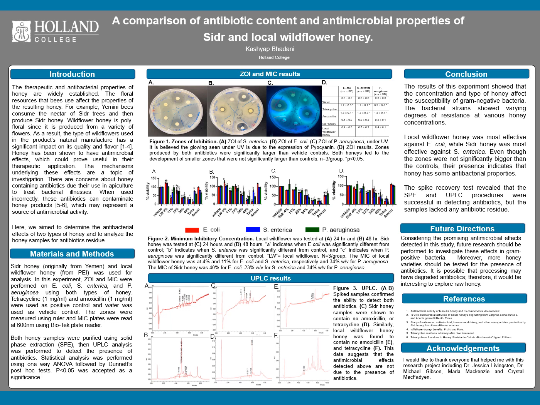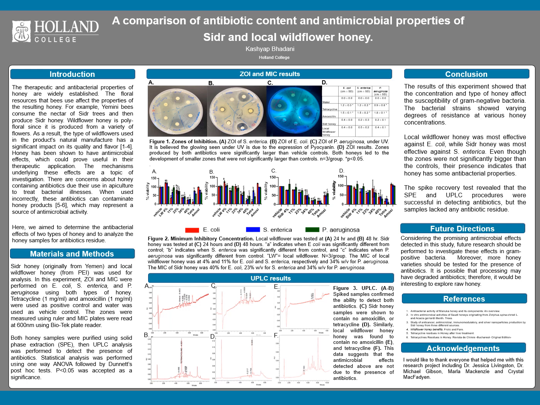The ZOI results showed zones produced in both honeys, but they were not significantly larger than the control. If you look at figure 1C, it shows the ZOI results in P. aeruginosa. The disk is observed under UV light and the bacteria is fluorescing because it is believed that this is due to the presence of a bluish green pigment called pyocyanin.